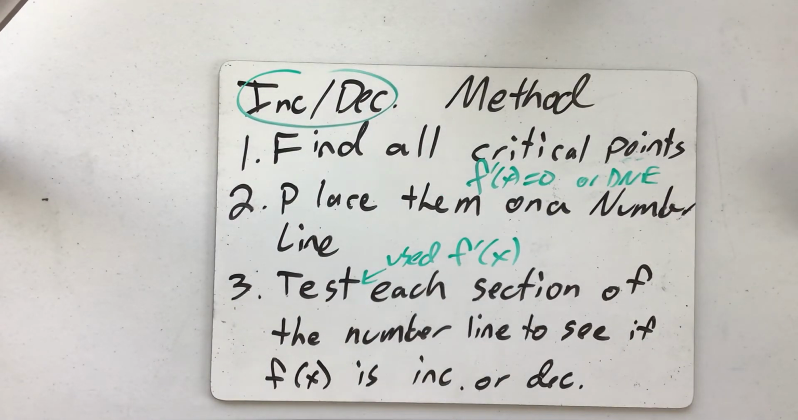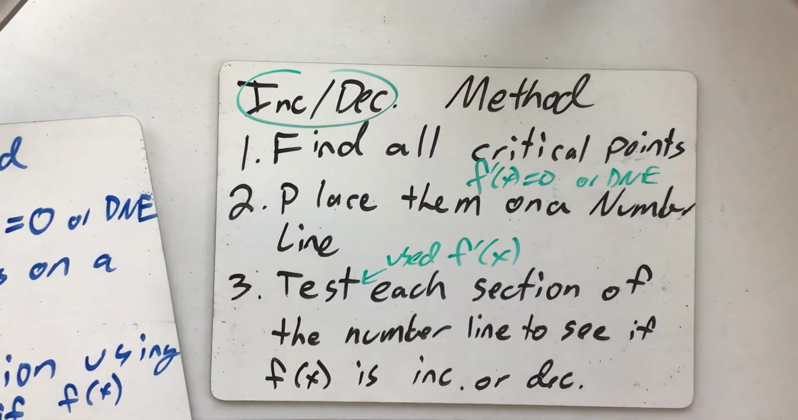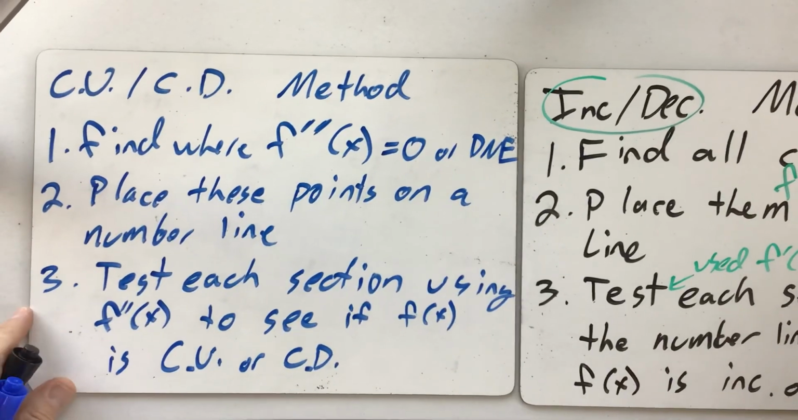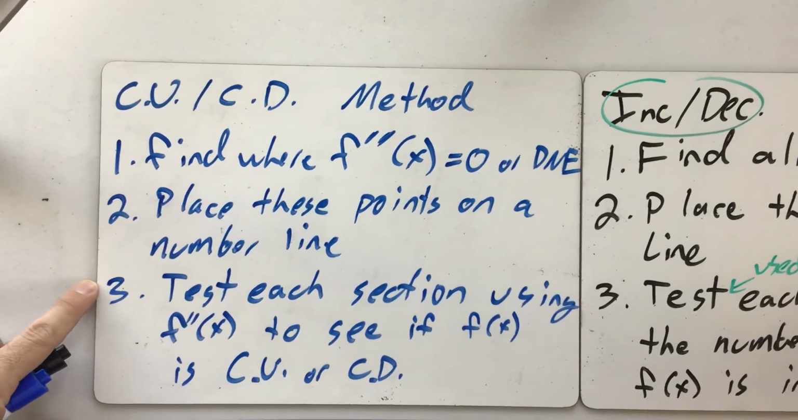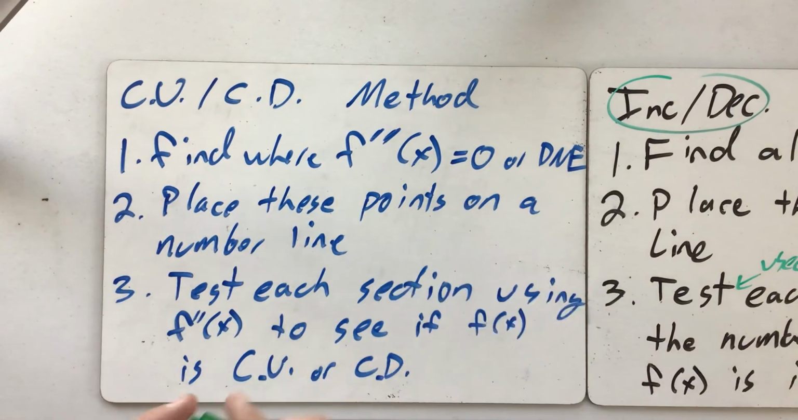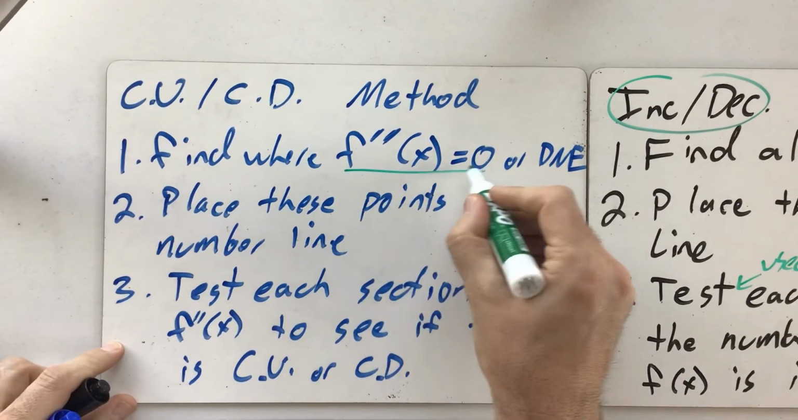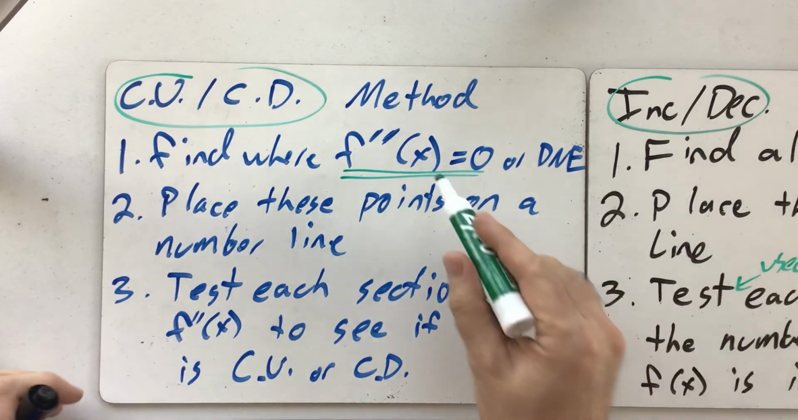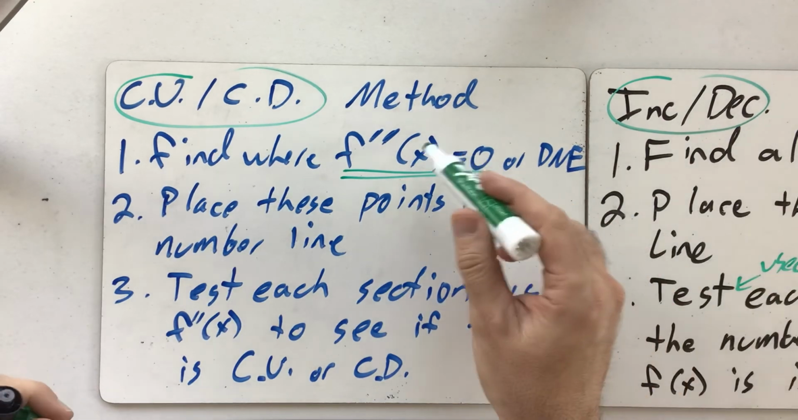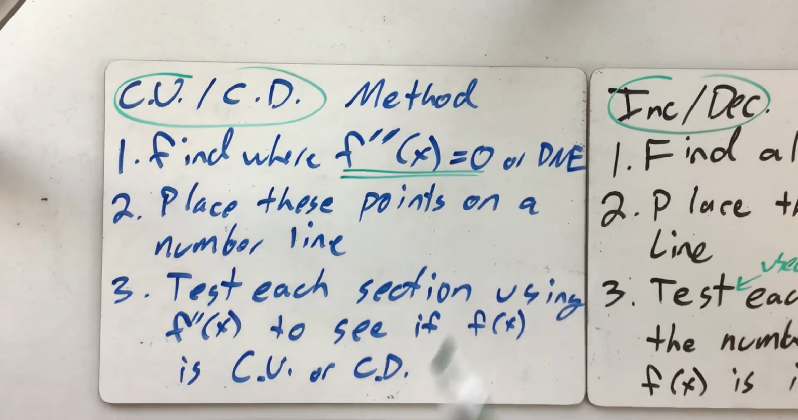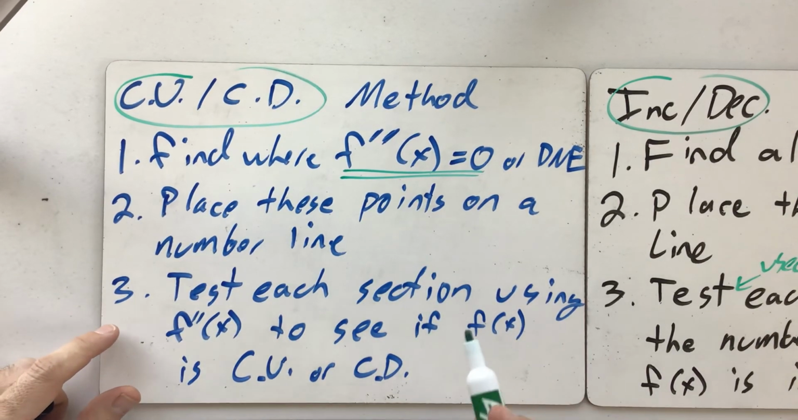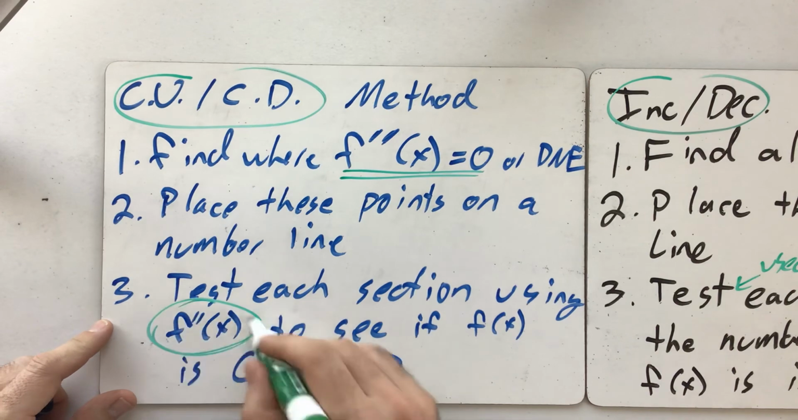Well, now we're going to have the concave up, concave down method, which really is the exact same method, except instead of using first derivatives, we're going to use the second derivative. So instead of looking at when the first derivative is 0, we're going to look at when the second derivative is 0, or when the second derivative doesn't exist. We'll place those numbers on a number line, and now instead of testing them with the first derivative, we'll test them with the second derivative.